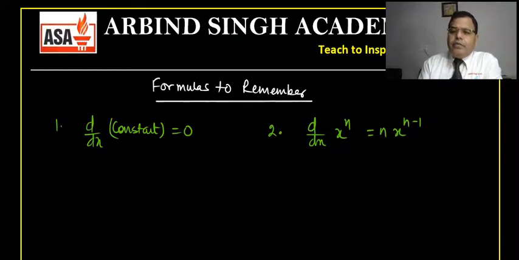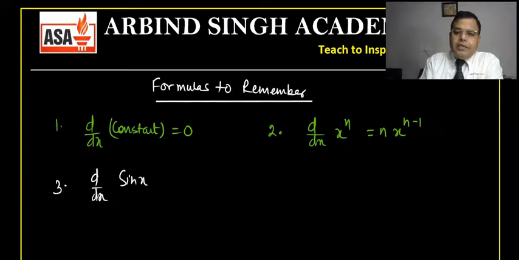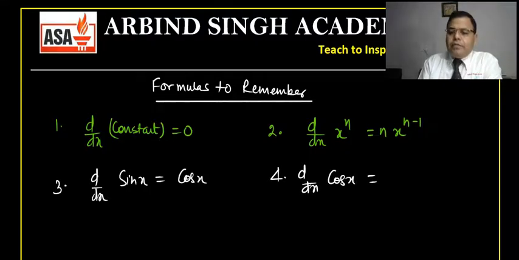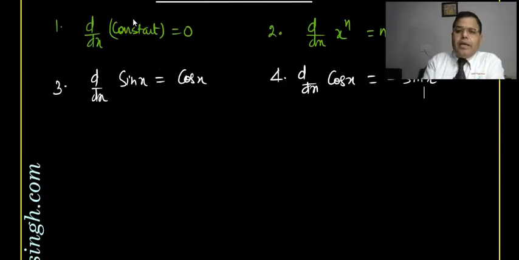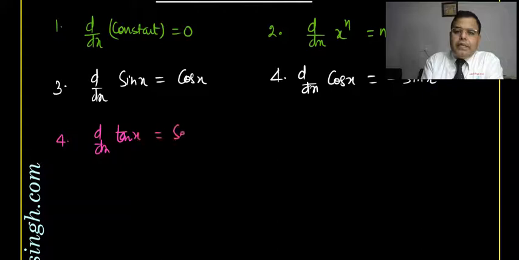Right now, this is the second formula. Similarly, there are some more formulas. The third: d by dx of sin x is cos x. And the fourth one is d by dx of cos x; the derivative of cos x with respect to x is minus sin x. Some more formulas you can learn from here. The fifth is d by dx of tan x.